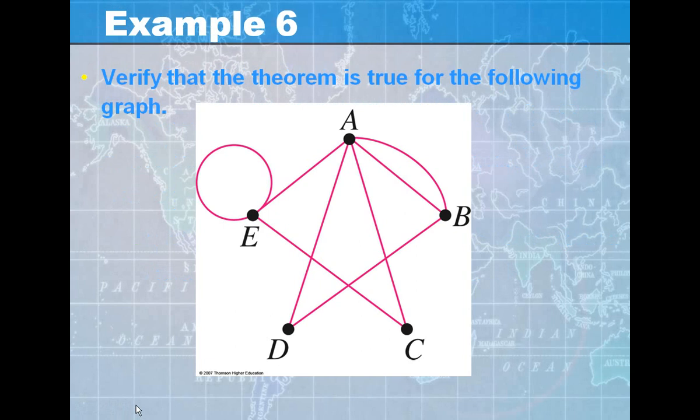So we want to verify this theorem. Well, first of all, our sum of the degrees is equal to 16, because if you add all the degrees up, we get 16. And our number of edges, if you count the edges in this graph, 1, 2, 3, 4, 5, 6, 7, and 8, we have 8 edges. According to the theorem, 16 should be equal to 2 times 8, and that is true. So we have verified the theorem for this case.